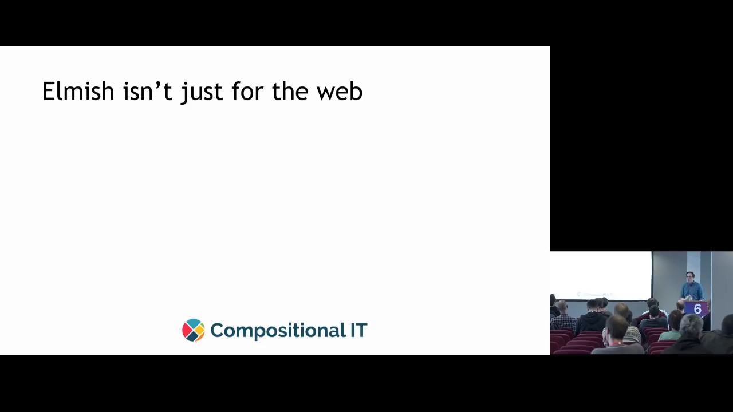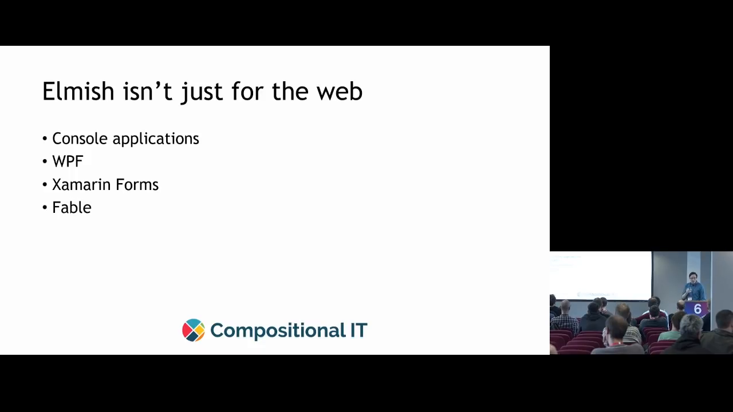Elmish isn't just for the web either. You can do console applications in it, WPF, Xamarin Forms, so anything that Xamarin Forms can target. You can create fully immutable applications using F# and Elmish. And as we've just seen, Fable.